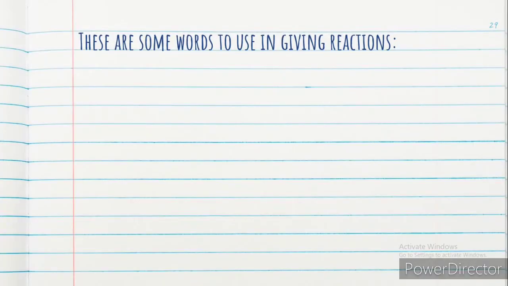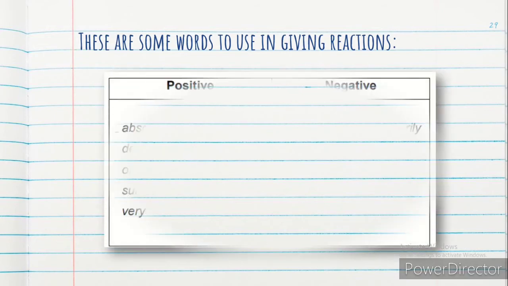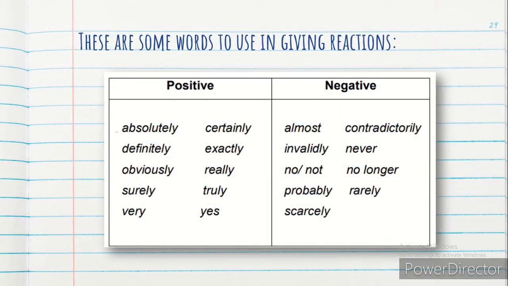These are some words to use in giving reactions. For the positive reactions: absolutely, definitely, obviously, surely, very, certainly, exactly, really, truly, and yes. And for the negative reactions: almost, invalidly, no, not, probably, scarcely, contradictorily, never, no longer, and rarely.